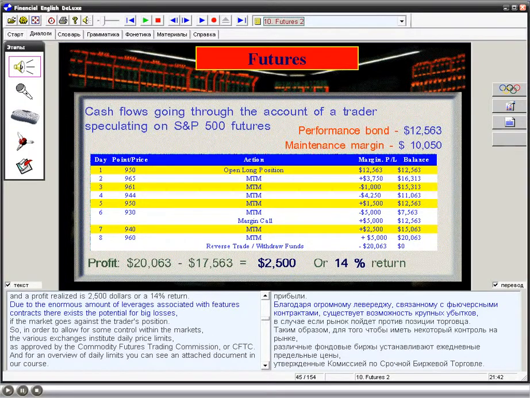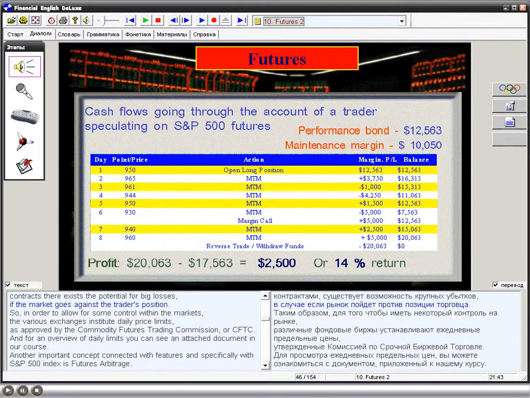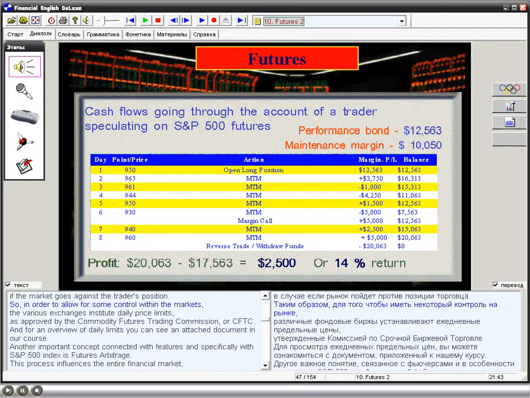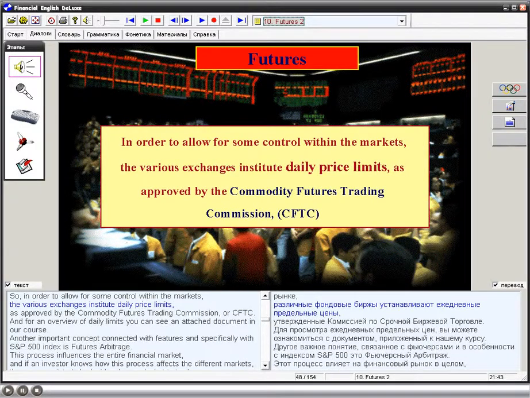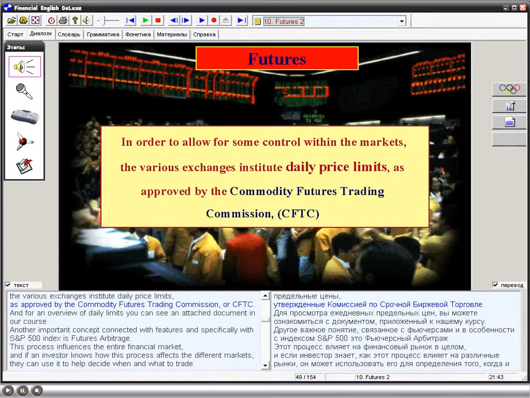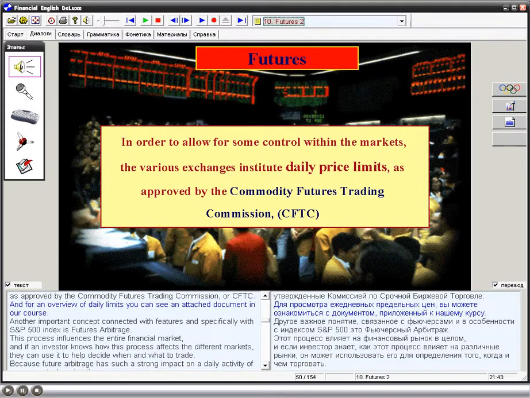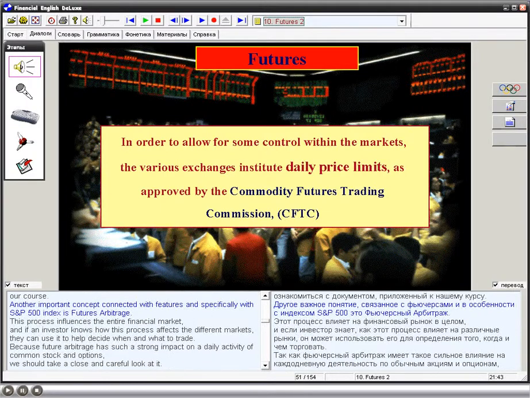Due to the enormous amount of leverage associated with futures contracts, there exists the potential for big losses if the market goes against a trader's position. So, in order to allow for some control within the markets, the various exchanges institute daily price limits as approved by the Commodity Futures Trading Commission, or CFTC. And for an overview of daily limits, you can see an attached document in our course.